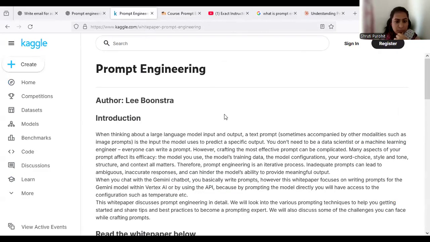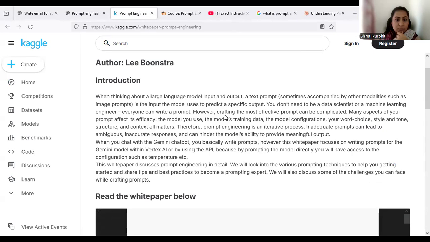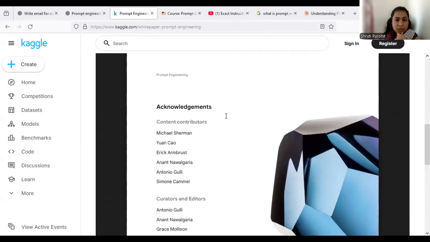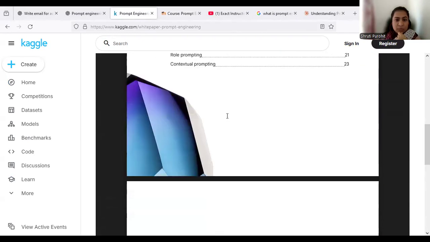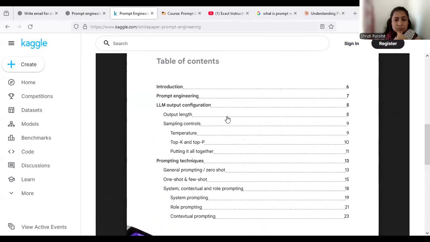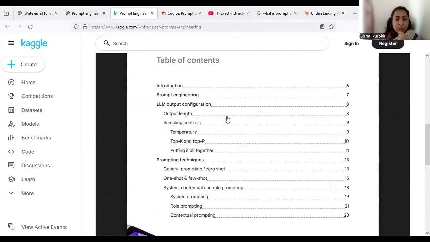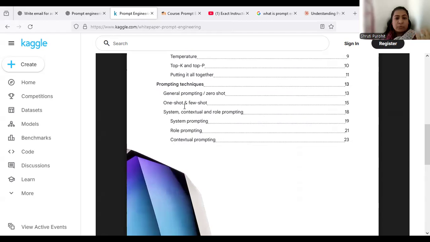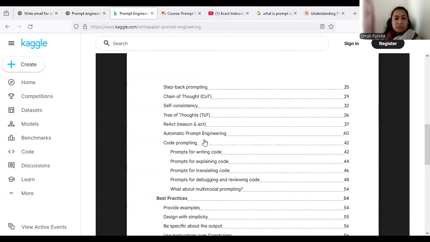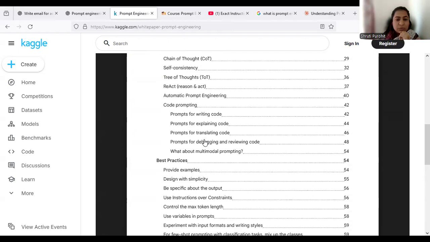There is a blog available on Kaggle by Lee Boonstra, and there is a book written by him. Let's see what concepts are available in this book about prompt engineering, how to configure the LLM, and what different prompting techniques are available. I have shared this book link in the AI version 2 introductory part, and I'll keep a link of this particular book here also so you can utilize it.